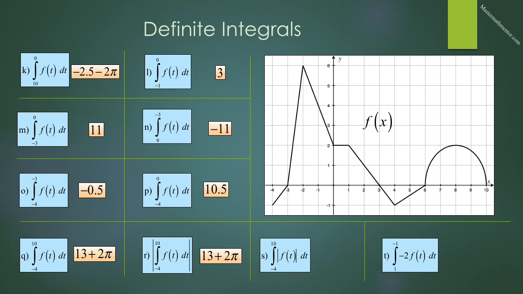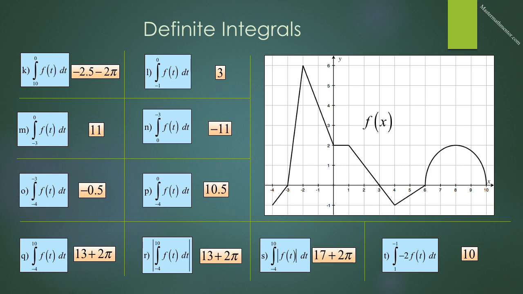R asks for the absolute value of the integral from negative 4 to 10 of f of t dt. We just did the integral from negative 4 to 10 of f of t dt, which is 13 plus 2 pi, which is a positive number, so the absolute value of that is still 13 plus 2 pi.